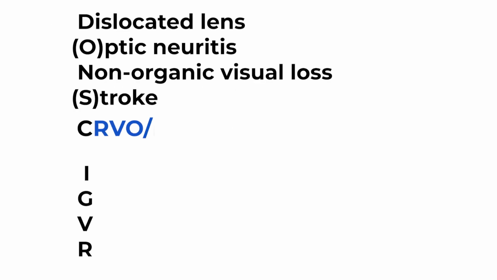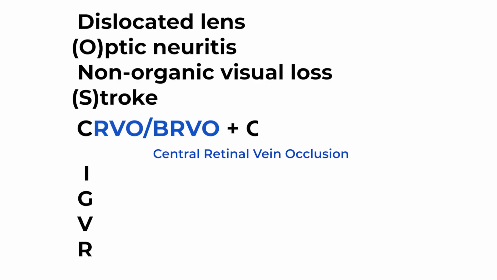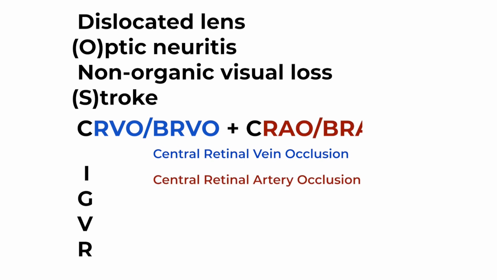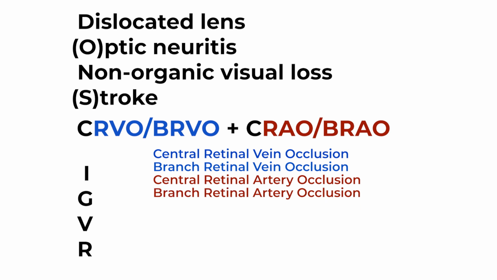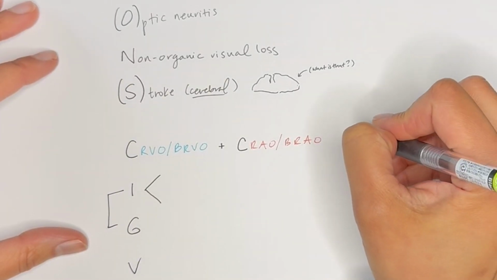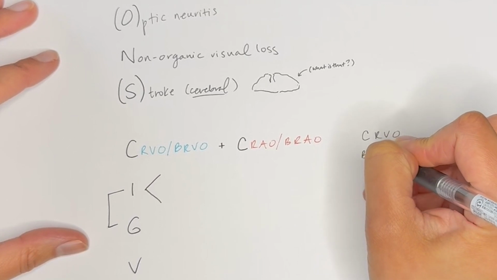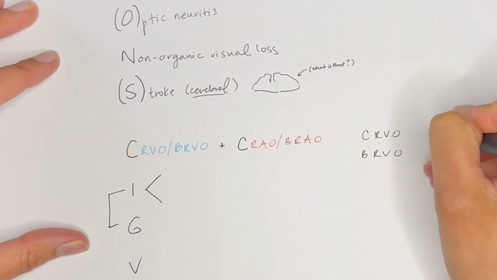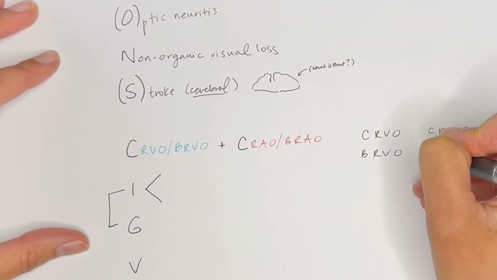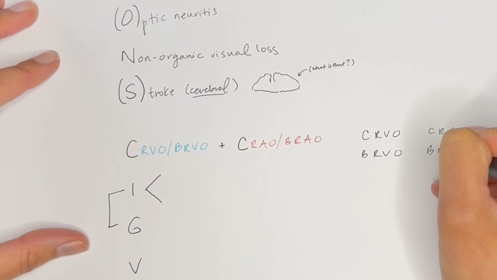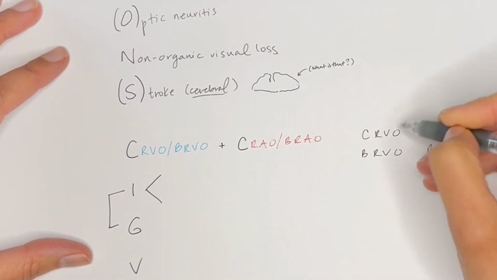C is for central retinal vein occlusion and central retinal artery occlusion. The B, we're including its junior, so branch retinal vein occlusion and branch retinal artery occlusion. So just with the C in the cigar mnemonic, you're gonna get 4 more diagnoses. So when thinking about a central retinal vein occlusion and its junior branch retinal vein occlusion, as well as the central retinal artery occlusion and its junior branch retinal artery occlusion, let's make things a little bit simpler.